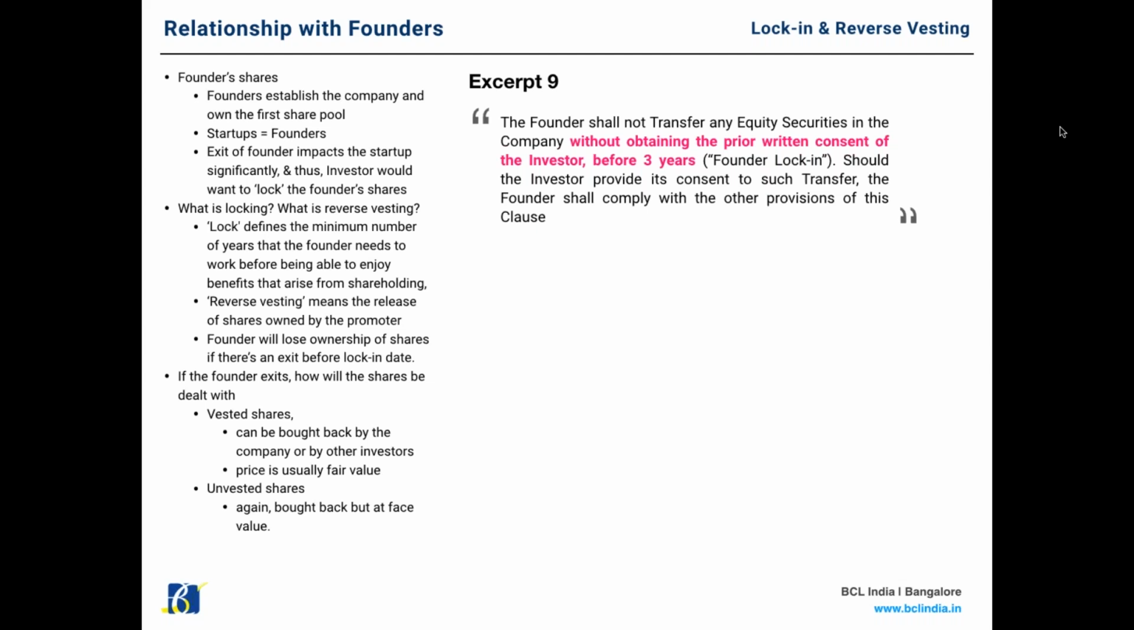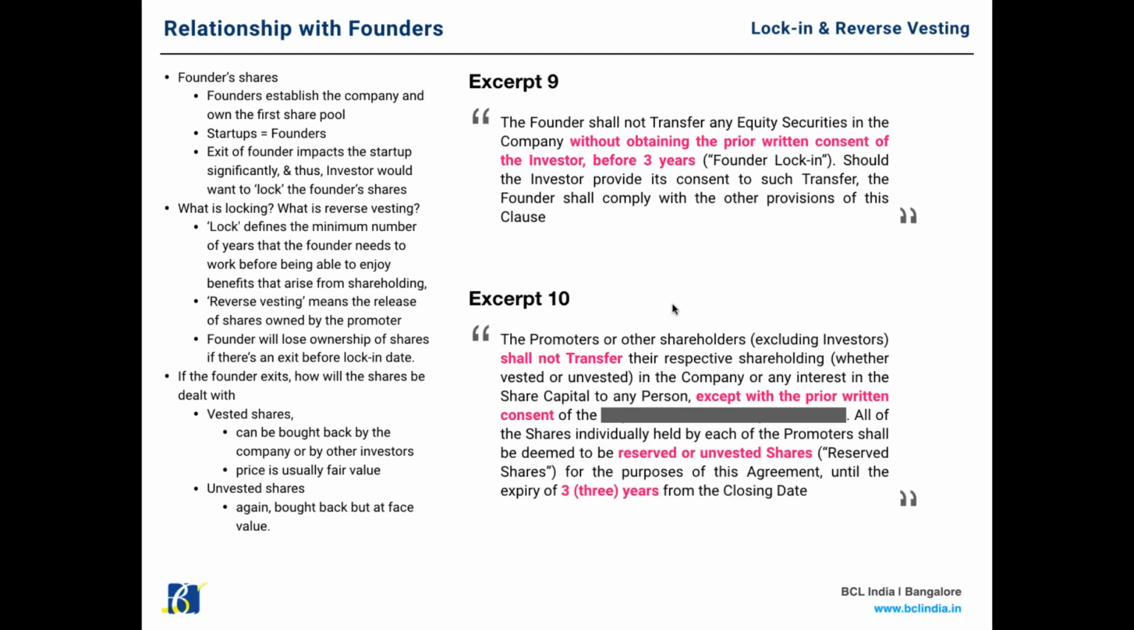If the founder exits, the question is, how did the founder exit? If the exit is peaceful, the exit is harmonious, then vested shares, the company can buy them back at the fair value, and the unvested shares can be bought back at the face value, the nominal value. But if the exit is acrimonious, if there is some issue, then the company might either buy back vested shares at face value, and unvested shares will lapse. So we have seen agreements structured both ways, and you will have to go through your term sheet to see how it's structured in your particular case.